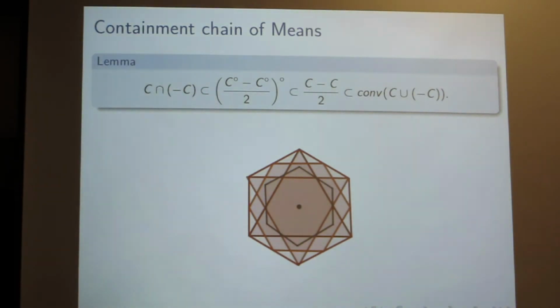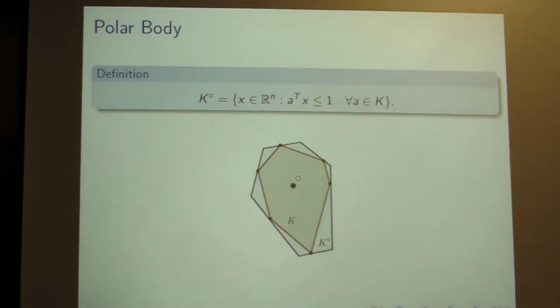Can you show once more? Yes. So the polar should include K. K0 should include... That's not always the case. Not always. Because if you have a point where the gauge function was greater than 1, then taking the inverse of it, it will be 1 over a, and it will be small. And then this whole vertex will be out of it.